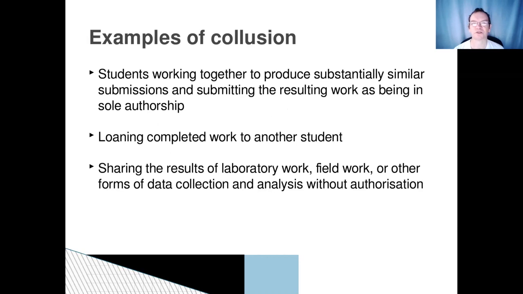So examples of collusion: students working together to produce substantially similar submissions and submitting the resulting work as being of sole authorship, loaning completed work to another student. You should be very careful with your work. Now, it's only natural if a friend comes to you and says, I'm struggling with this, to want to help them. If you give them your work and they copy it, they've committed academic misconduct by copying the work, and you have committed academic misconduct by providing them with work to copy.